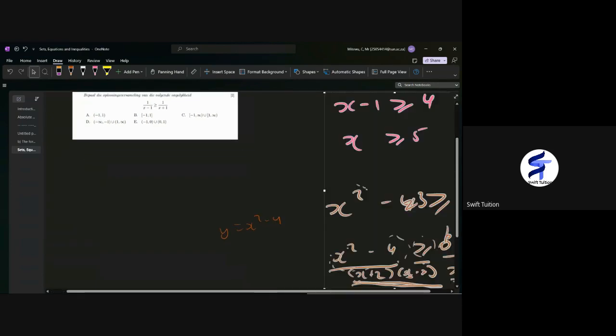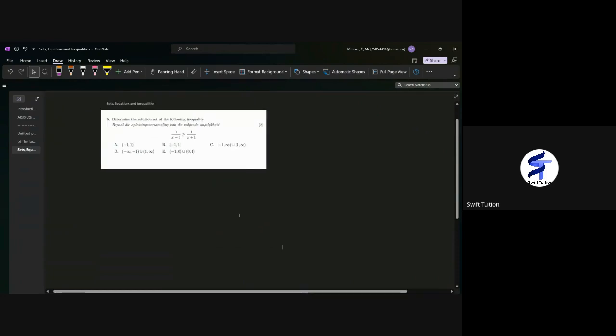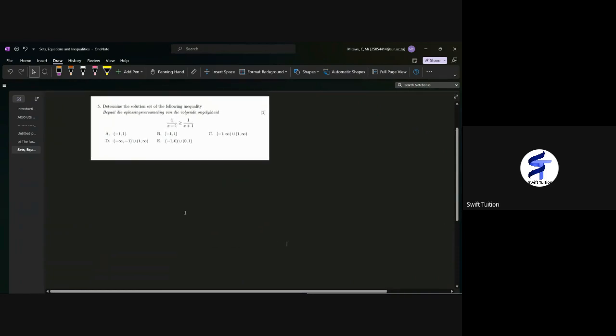Now we're actually going to start dealing with the questions that we have over here. To begin with, this first question expects us to determine the solution set of the following inequality. We're given a certain inequality as this. Now this is not a first order expression, neither is it a second order expression.